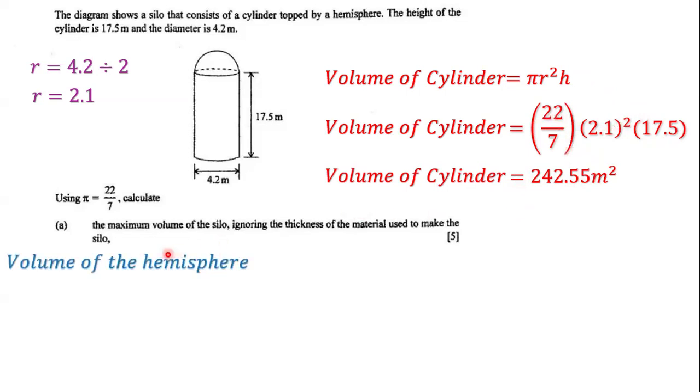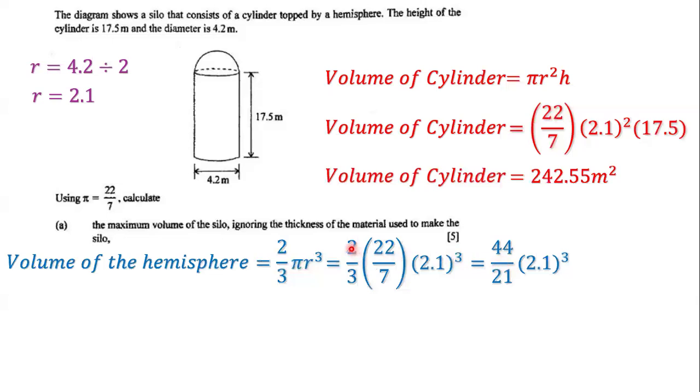Next, we're going to figure out what is the volume of the hemisphere. And the volume of the hemisphere is equal to 2/3, right? 2/3 pi r cubed. 2/3 multiplied by pi multiplied by r to the third power. That's the volume of the hemisphere, right? So what we're going to do is substitute. So pi is 22/7. We know that the radius is 2.1. And so we have 2/3 multiplied by 22/7 multiplied by 2.1 cubed, right?